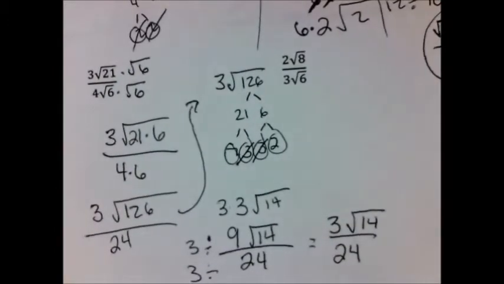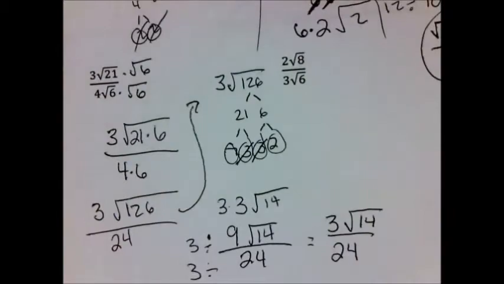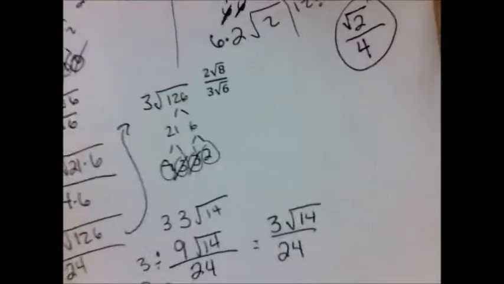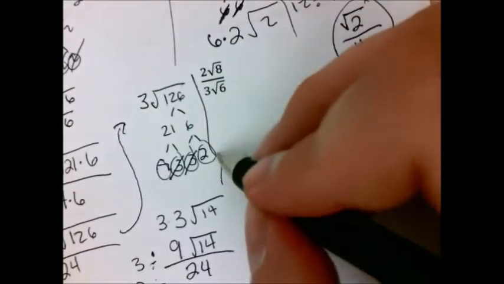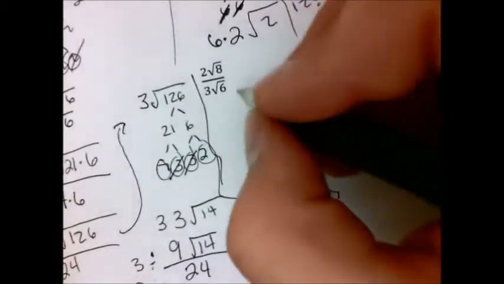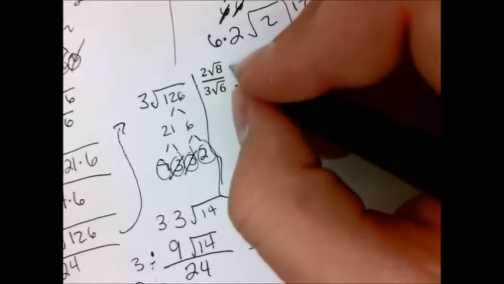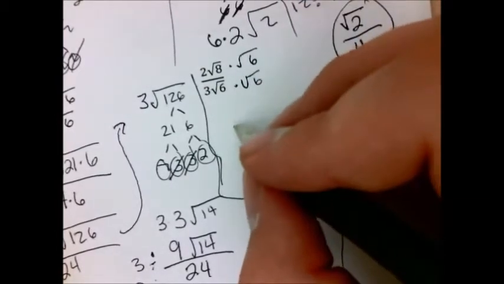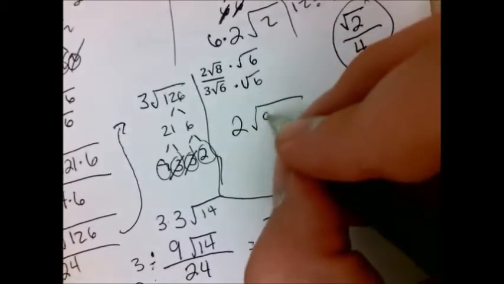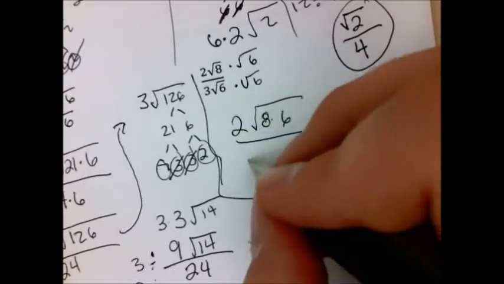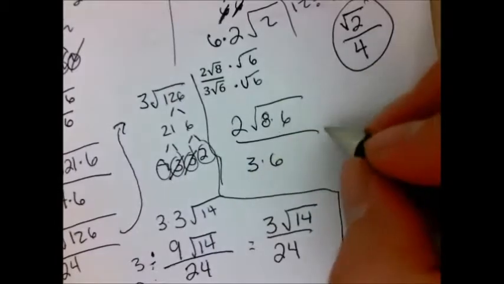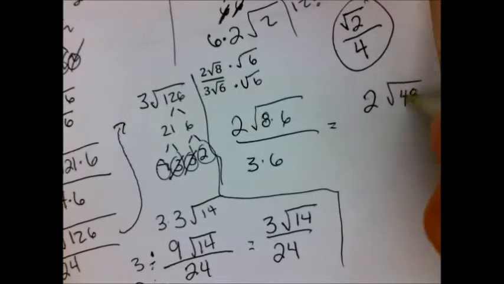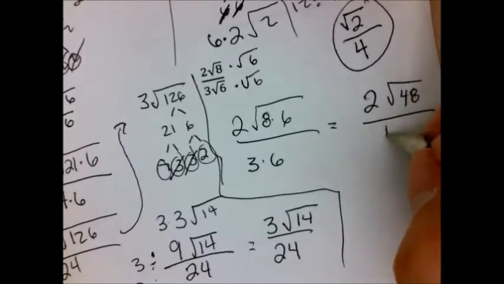I'm just going to give you the answer to the last one because I feel like I've done a bunch of these already. But I'm just going to do this quickly. So we multiply by square root of 6 on both the top and bottom. So you get 2 square root of 8 times 6 all over 3 times 6, which will give you 2 square root of 48 all over 18.